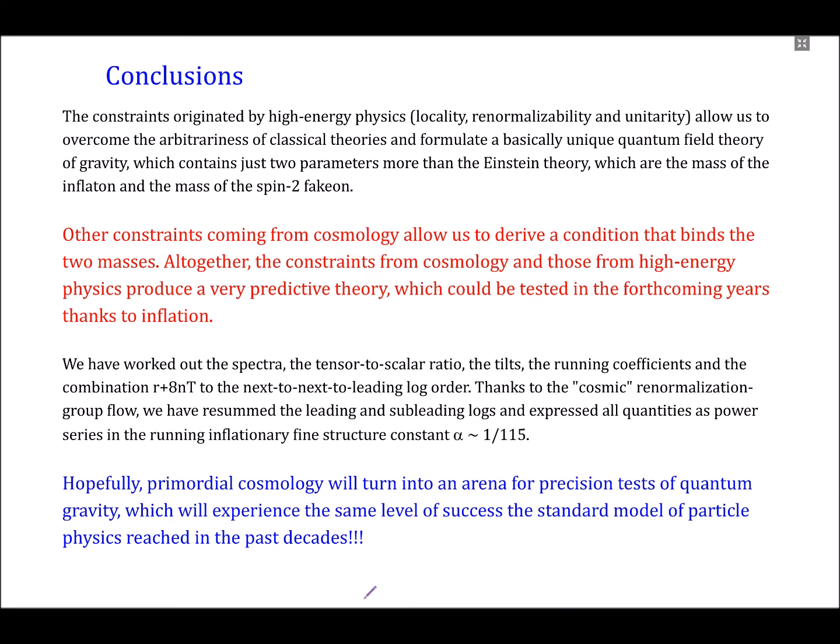So to conclude, the constraints by high energy physics, which are locality, renormalizability, and unitarity, allow us to overcome the arbitrariness of classical theories, which is a problem, I think, at least from my perspective, for cosmology, because in cosmology you have tons of models, and I'm not sure that you can predict anything if you do not select a theory somehow. And the answer of quantum field theory is basically unique. And it has only two parameters more than Einstein gravity, which are the two masses. And cosmology can allow us to measure them and then continue and test the theory to the degree of precision we want. Other constraints are, for example, the bound on the mass of the fakeon, which is crucial to make the predictions quite sharp.